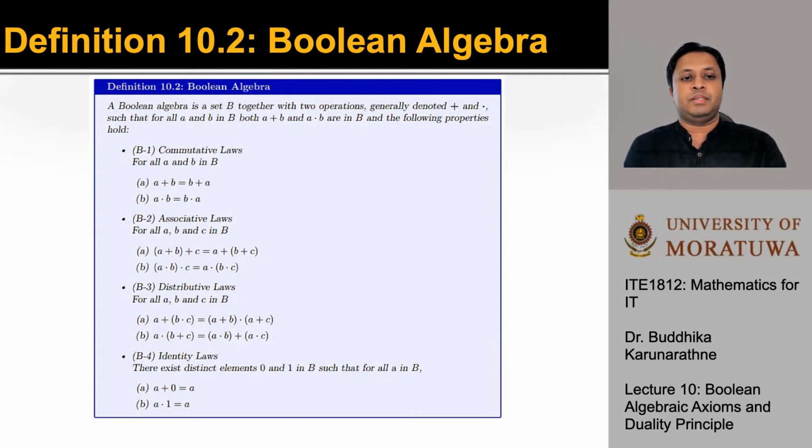First, you have the commutative laws, where all A and B are included in B. A plus B is equal to B plus A, that is commutative. Also for the product, A dot B is equal to B dot A. And then you have the associative law for all A, B, and C in B: A plus B plus C is equal to A plus B plus C, grouped either way. Similarly for the product as well. And then you can define the distributive laws, also the identity laws. I think these are pretty straightforward. Even from previous lessons, you can understand what these laws refer to. So it is applicable in Boolean algebra.